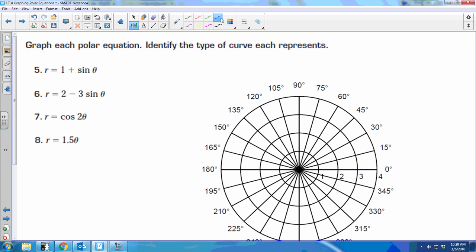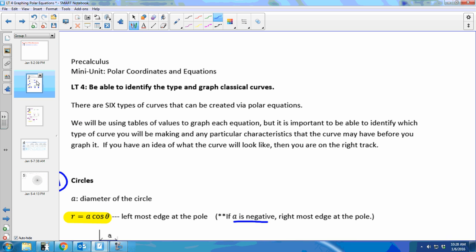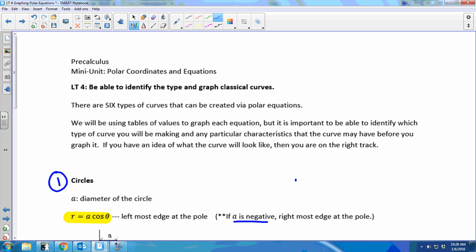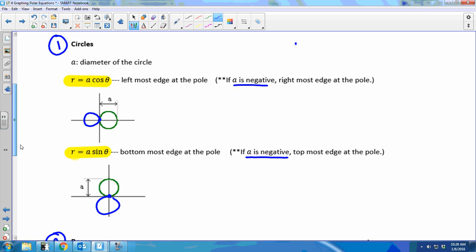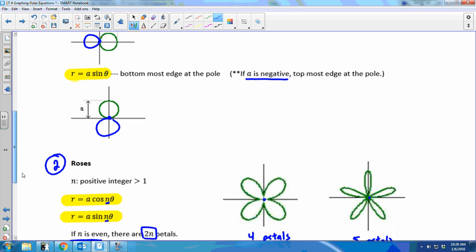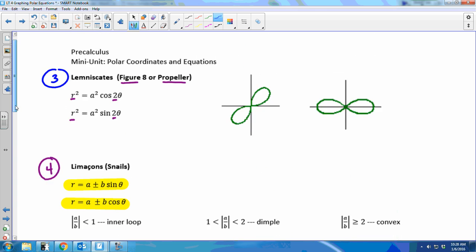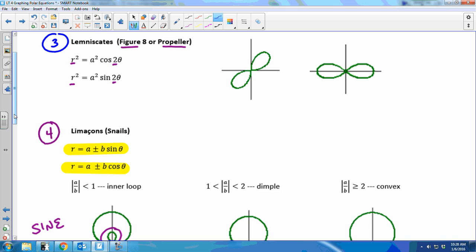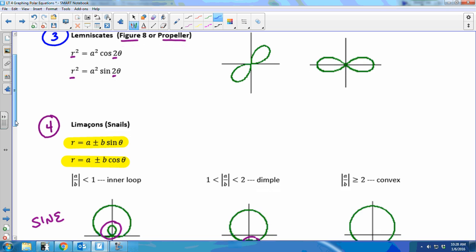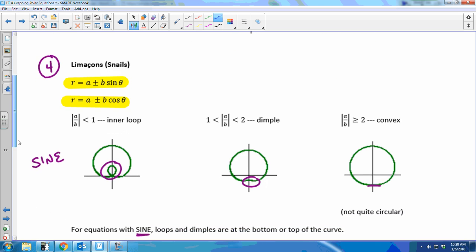So we have 4 examples. Again, we're not going to graph anything yet. We're just going to look at which type of curve it is. Okay? So the first one, we have 1 plus sine theta. So if you go back and start looking at your reference sheet, it has to have a plus sign in it. So it can't be a circle. It can't be a rose. It can't be a lemniscate. It might be a limacon.